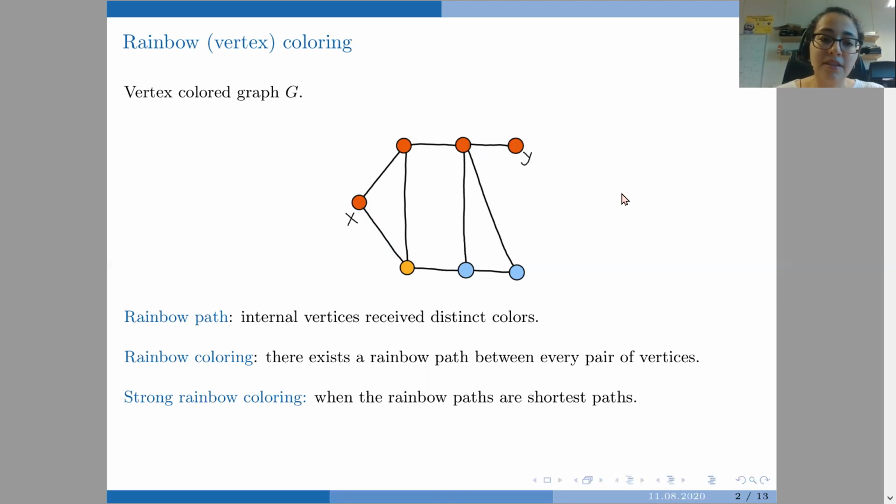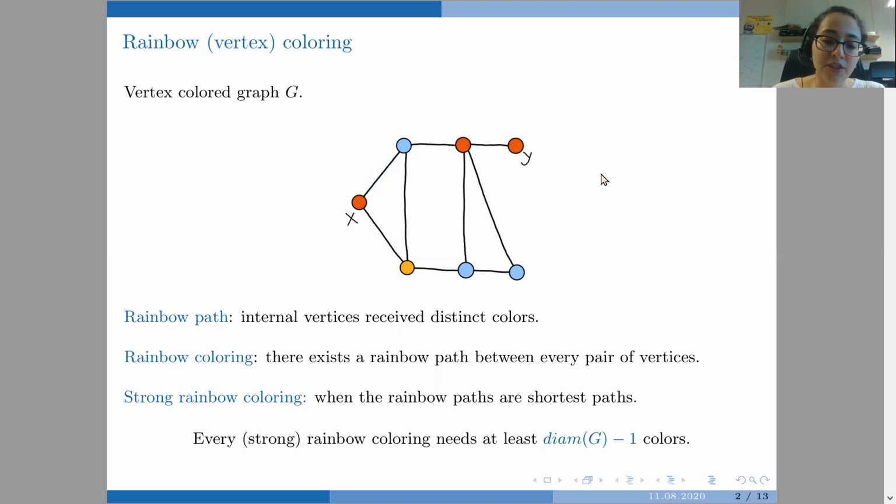So for instance, this coloring that we see in the picture is a rainbow coloring. We can check that for every pair of vertices, I can find a rainbow path between them. However, it's not a strong rainbow coloring, as the unique shortest path between X and Y has two internal vertices that received the same color. But for instance, if I change the color of one of the vertices to blue, then now I have a strong rainbow coloring for the graph.